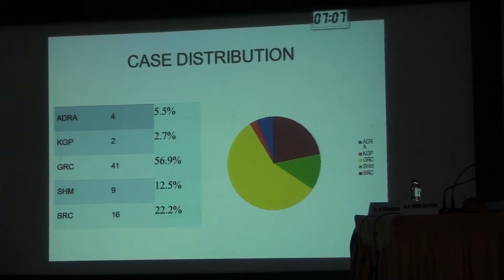Now, being a referral center, we received cases from all over the southeastern region. The bulk of the cases were, of course, from our own Garden Reach. We have also complicated cases of dengue referred from various divisions like Adra, Kharagpur, Shalimar, and a good number of cases from Satragachi.